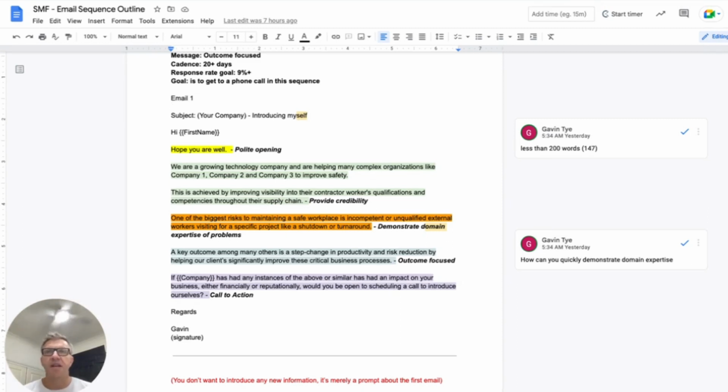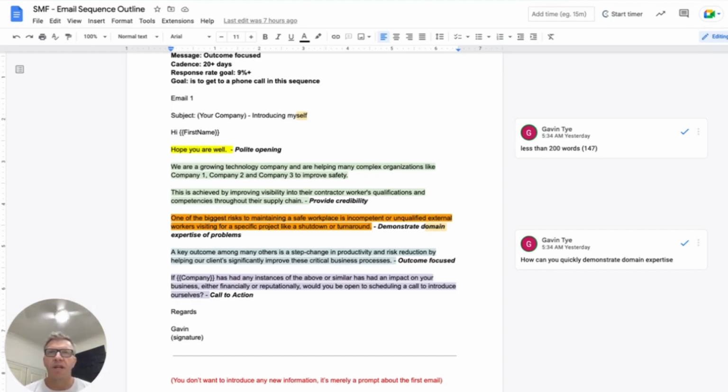So the next sentence here is, I want to demonstrate an outcome focus. A key outcome here, among many others, is a step change in productivity and risk reduction. Drivers of B2B are mainly around revenue generation, productivity increases, or risk reduction. And I want to focus on that for the particular person reading the email. And then finally, I have a call to action.